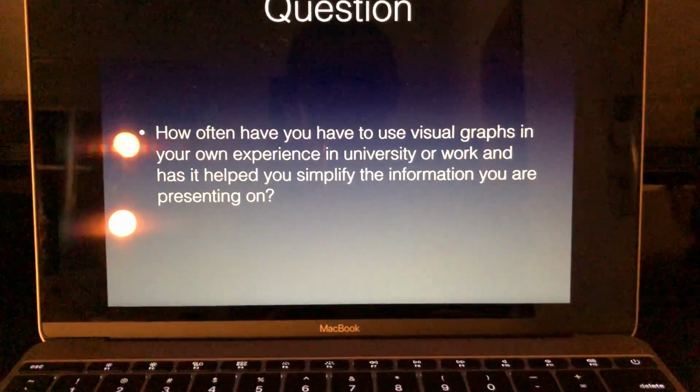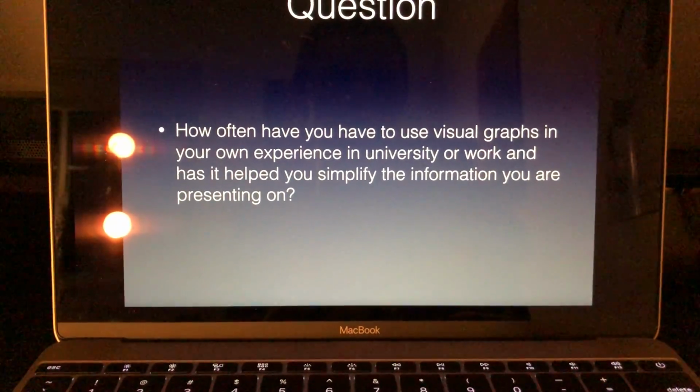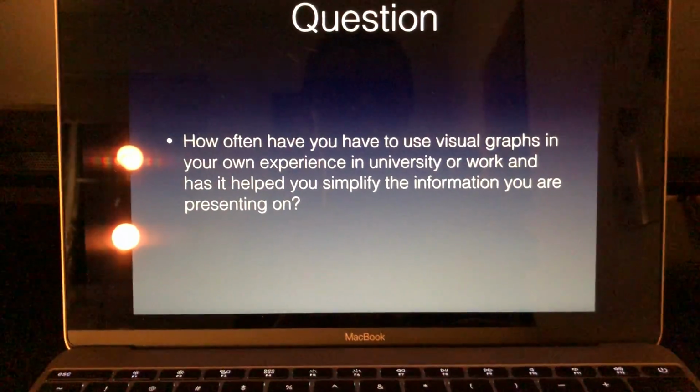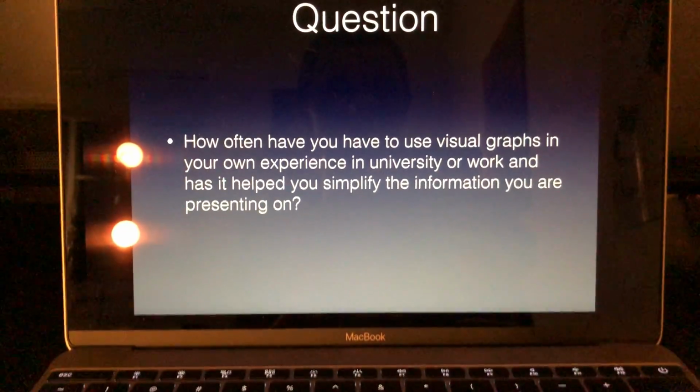So the question that I have for you: how often have you had to use visual graphs in your own experience in university or work? And has it helped you simplify the information you're presenting?